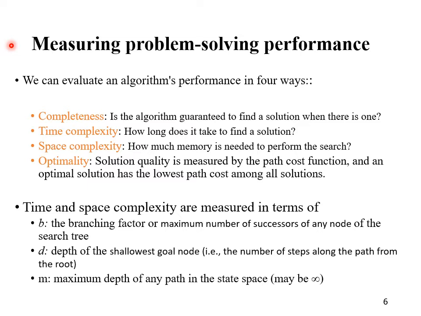b is the branching factor, or maximum number of successors of any node of the search tree. Any node has successors, so the branching factor is the maximum number of successors of any node of the search tree. d is the depth of the shallowest goal node. It means where the goal is found. The shallowest goal node is where the goal is found. Till that we want to find the depth, that is the number of steps along the path from the root.